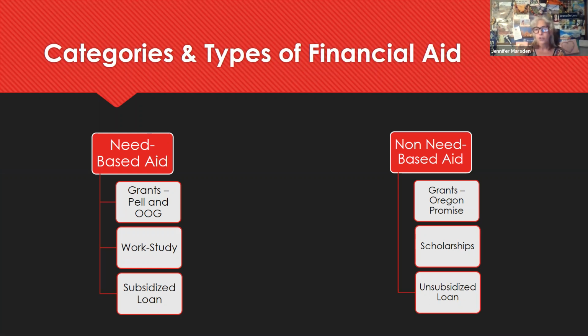Like for a family of four, you had to be making over $120,000 a year. But normally, the Oregon Promise is not a need-based grant. It's based on merit and having a GPA above a 2.5 and wanting to go to an Oregon community college.